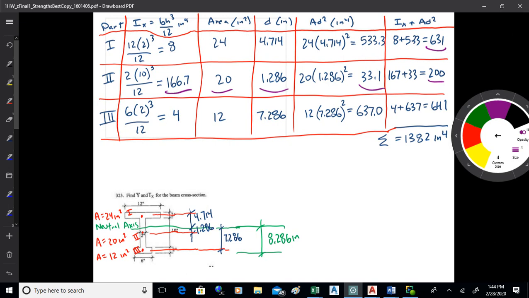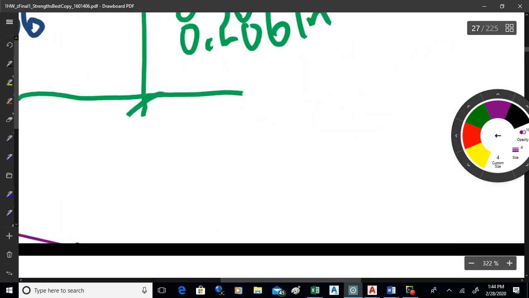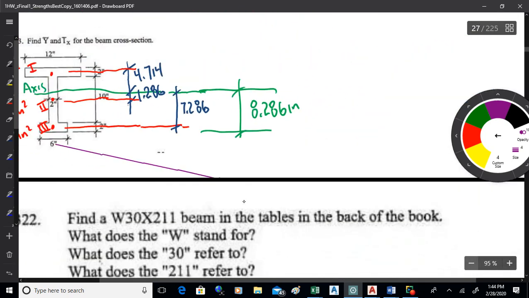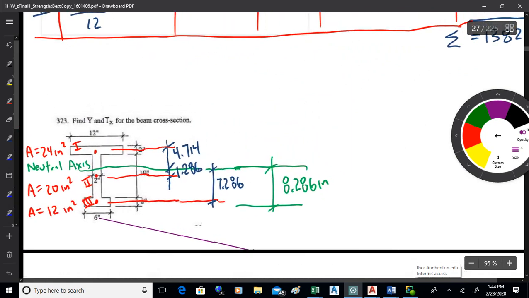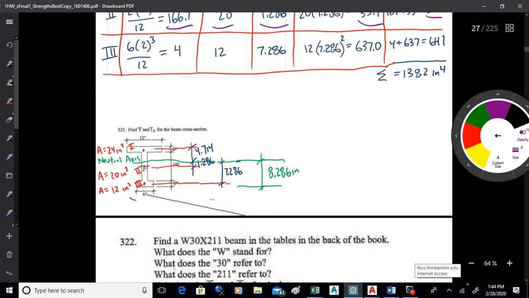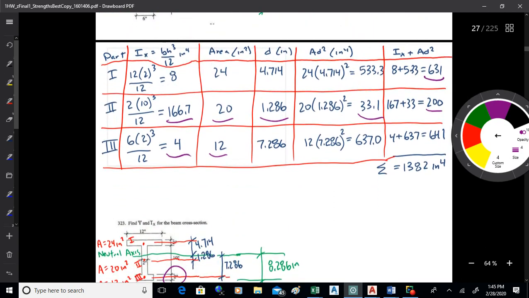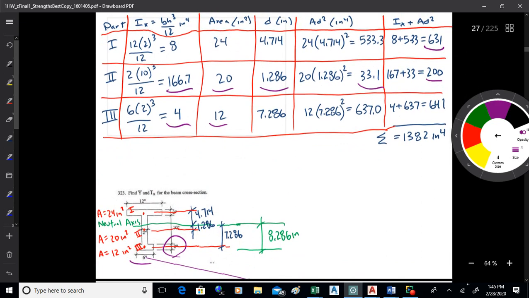And then the last one there, the base is 6. Okay, base is 6, height is 2. 6 times 2 cubed over 12 is 4. Area is 12. 6 by 2 is 12. Offset distance is 7.286. I square that, multiply it by 12, I get 637. Add it to the 4, I get 641. Add them all up, I get 1382 inches to the 4.